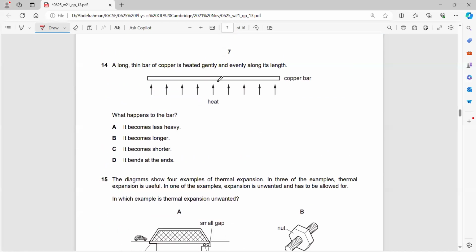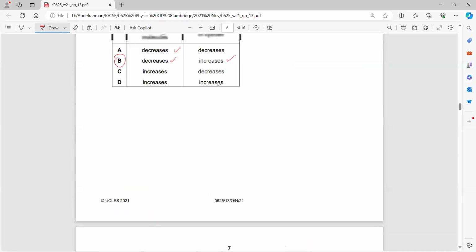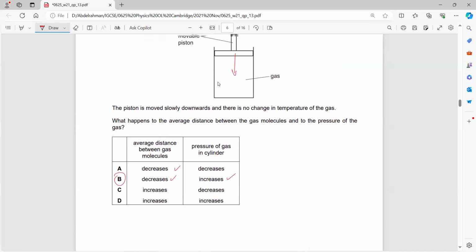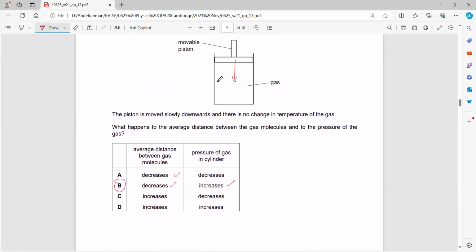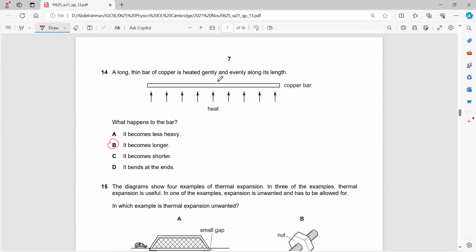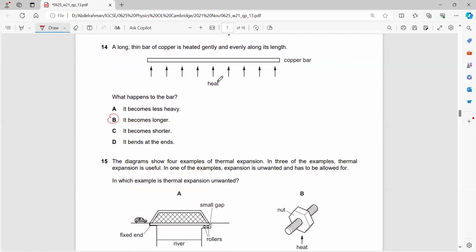A long, thin bar of copper is heated gently and evenly along its length. What happens to the bar? When you heat up anything, what happens? It expands, it becomes longer. Again, 13 is B. 14 is also B. When you heat up any object, any state of matter, solid or liquid or gas, it will expand.